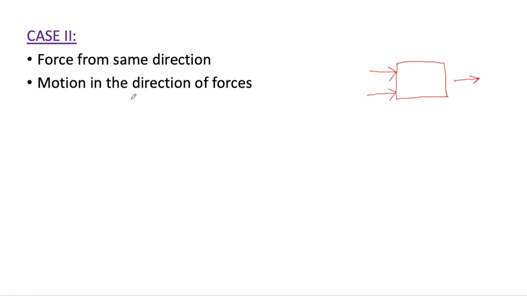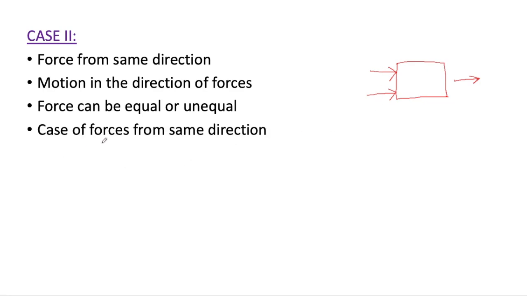In this case, the forces are acting from the same direction, so the motion of the object will be in the direction of the forces applied. Here the forces are acting towards the right, so the object will also move towards the right. It does not matter whether the forces are of equal or unequal magnitude, because the net force will be the addition of these two forces. So this is the case of the forces acting from the same direction.